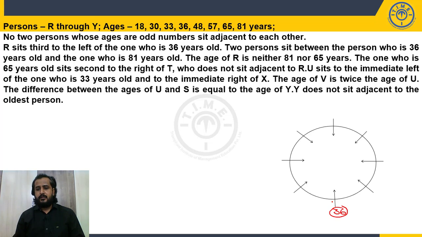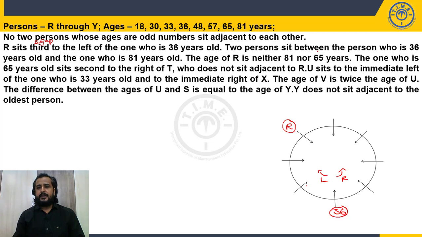Thought left. As the persons are facing towards the center, this side will be the left side and this side will be the right side. Thought left means how many gaps will be there? 2 gaps will be there. So 1, 2 gaps here will be whom? R. R will be here.